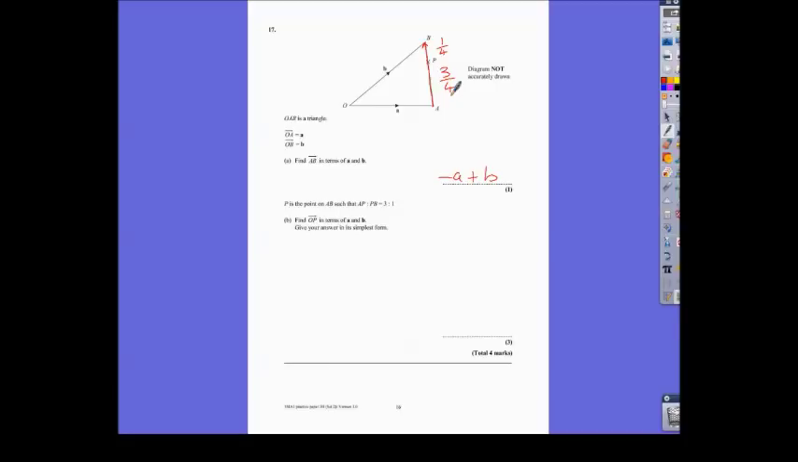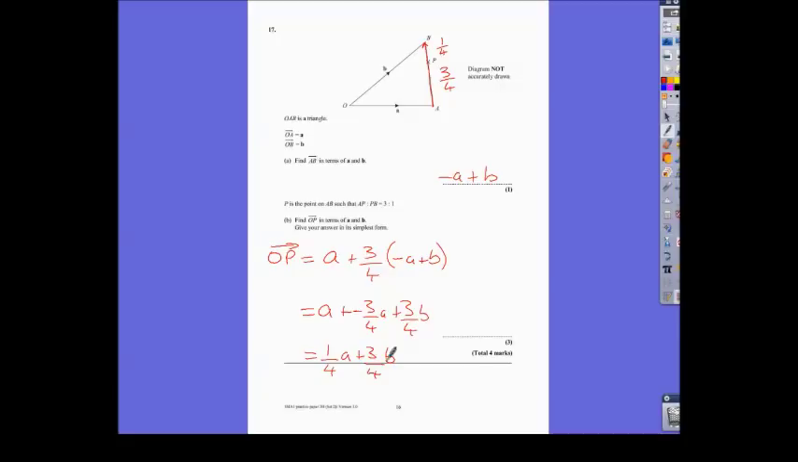It says find OP, so we're trying to get from O to P. To get from O to P, we can go along here, and then up the vector we just found. So OP would be a plus 3/4 of minus a plus b, the vector that we just found. Now, if we expand that out, we'd have a plus minus 3/4 of a plus 3/4 of b. Adding a negative is the same as taking away, so a full one, take away 3/4 of a, just leaves you with 1/4 of a, and then 3/4 of b.